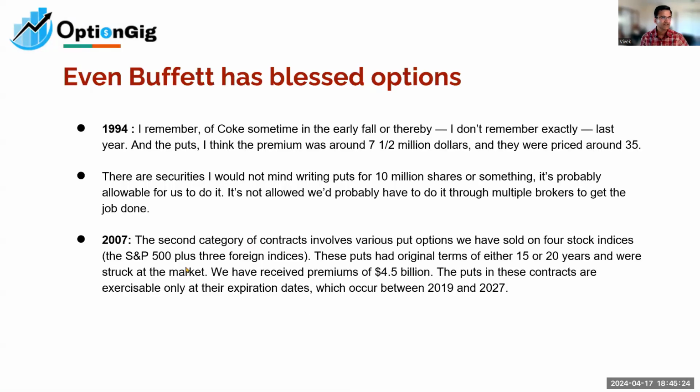And as late as 2007, the second category of contracts involve various put options that we have sold on 4 stock indices, right? Options that expire 15 to 20 years later. We have received $4.5 billion in premium. So Warren Buffett has been using options for decades. Number two, his most important business that makes tons of money for him, which is Geico, is nothing but the equivalent of selling options. And we're going to cover how that is. So if he likes it, I love it.